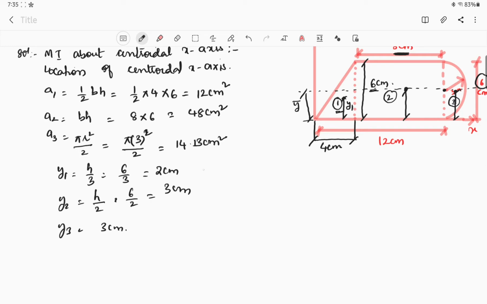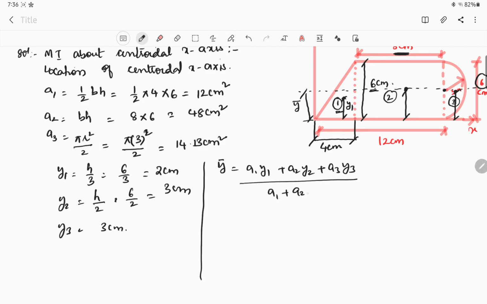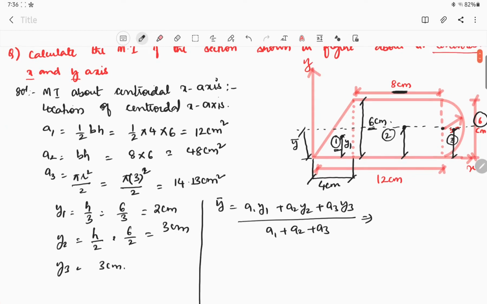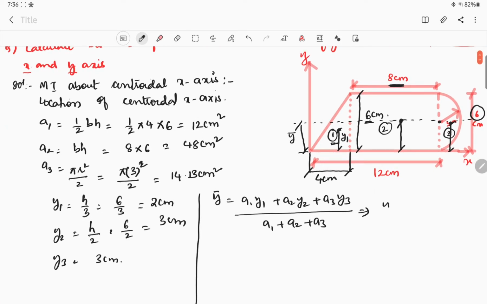Now we will calculate the value of y bar. How to calculate that? A1 y1 plus A2 y2 plus A3 y3 whole divided by A1 plus A2 plus A3. That implies y bar is equal to 2.83 centimeters. This is our y bar.